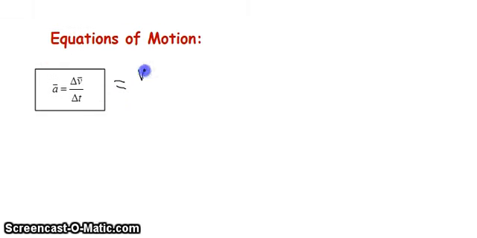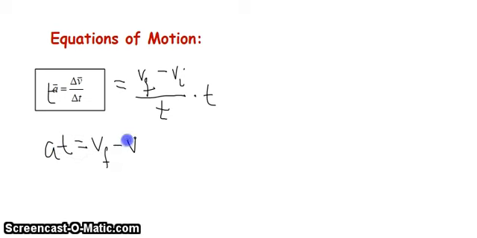Now, let's hit it up with some algebra. Change in velocity is final minus initial over change in time. Let's start the stopwatch at 0 seconds so we don't have to deal with a change. Now, multiply both sides by the time, cancel, and you get AT equals final velocity minus initial velocity. We want to find final velocity, so add initial velocity to both sides.